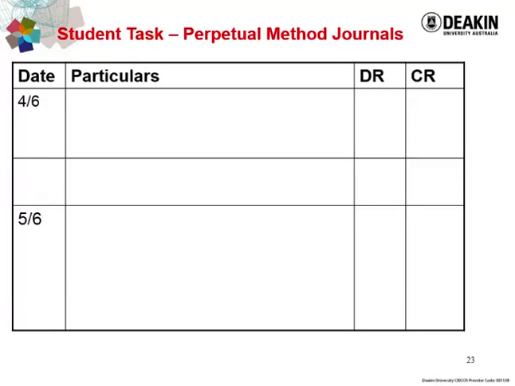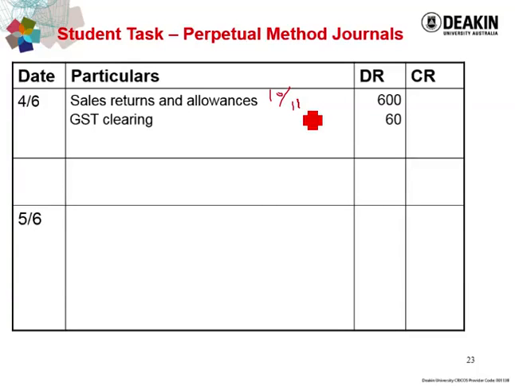Then, on 4th of June, customer returned $660 of goods, and this customer actually purchased on credit, and the cost price is $200. So first of all, we have to debit sales returns and allowances, which is a contra sale account at selling price net of GST. So this is 10 over 11, 600. And we debit GST clearing $60. When we debit GST clearing, in this case, it means we try to reduce GST payable. And we will credit accounts receivable at selling price, inclusive of GST, 660. So this is 11 over 11.